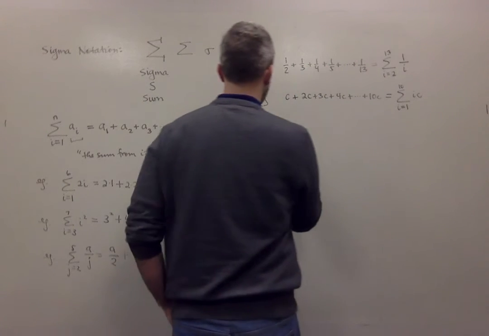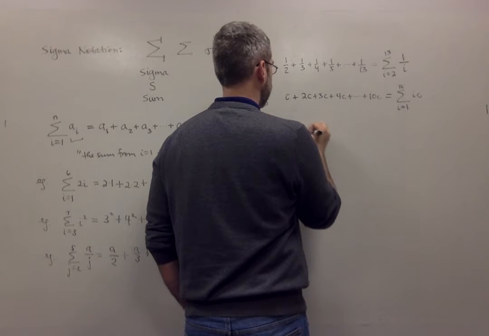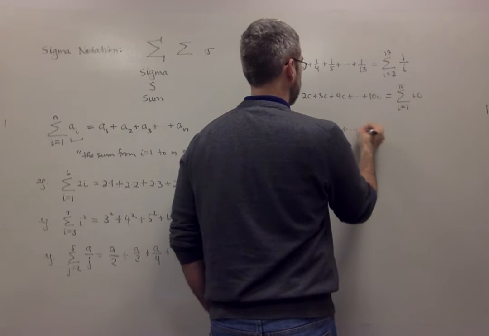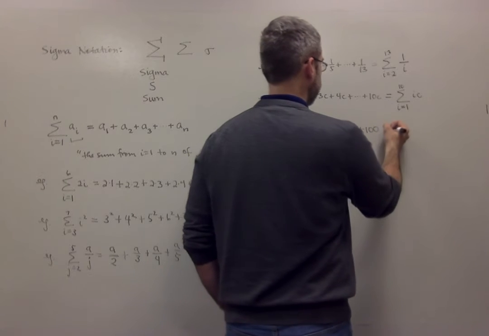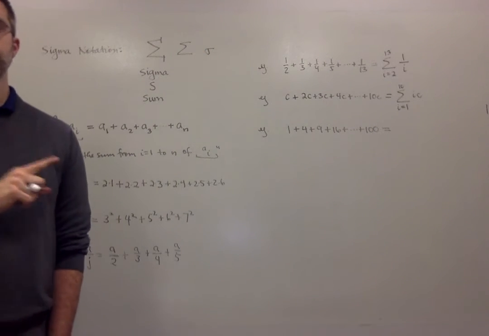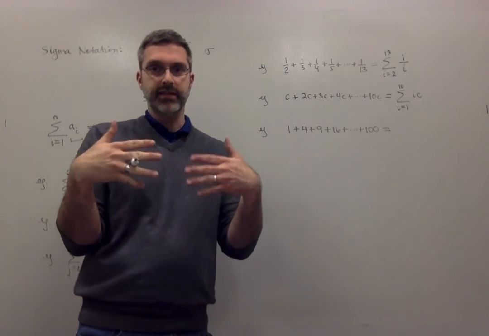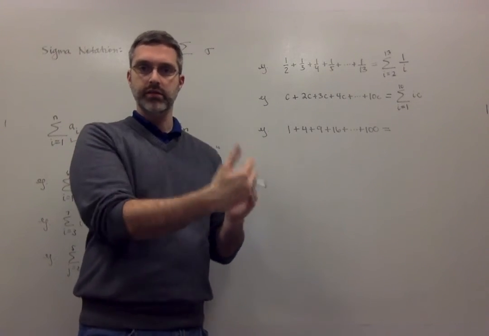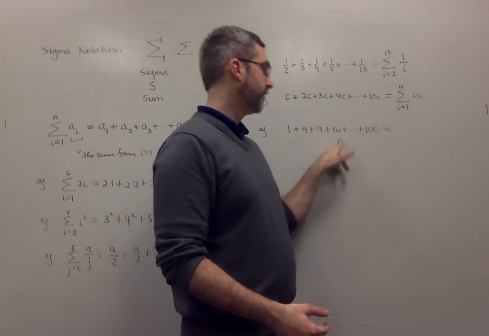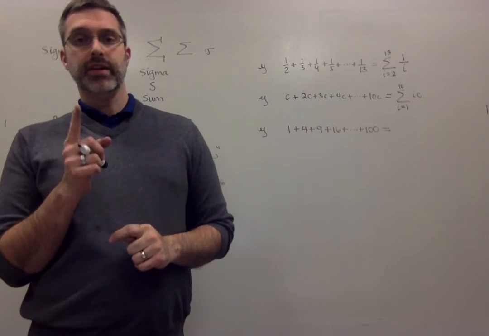All right, let's do two more examples. 1 plus 4 plus 9 plus 16 all the way up to 100. First thing I want you to notice is that on the front end, this does not seem to go up by ones. However, there is something going up by ones.